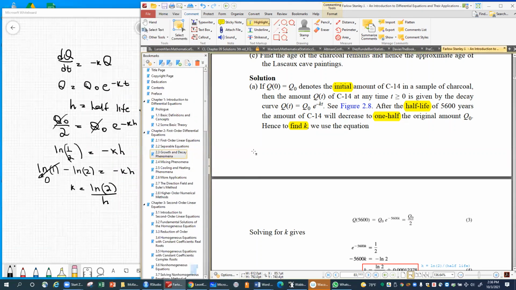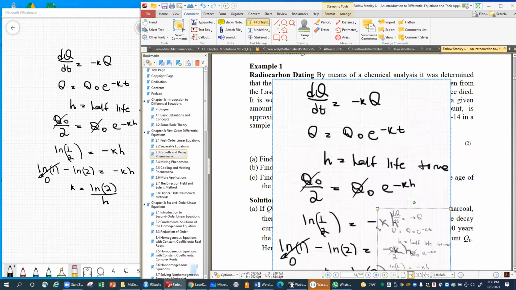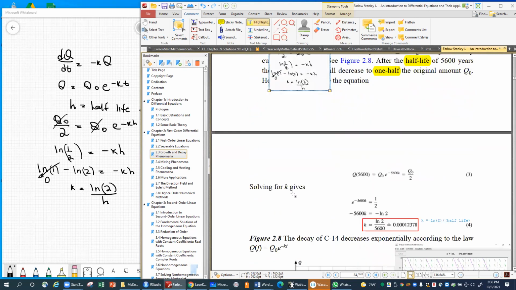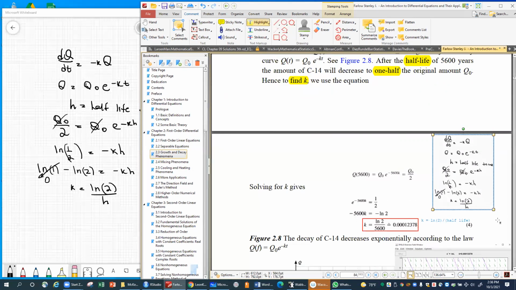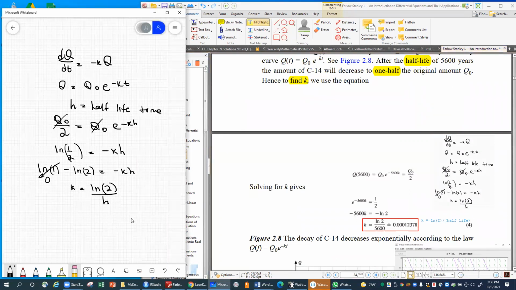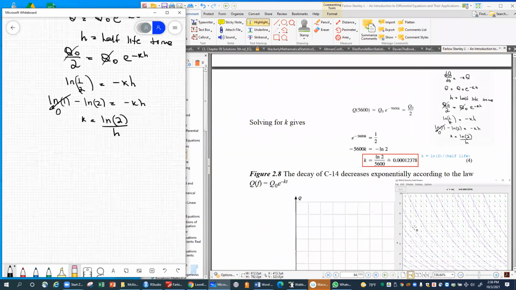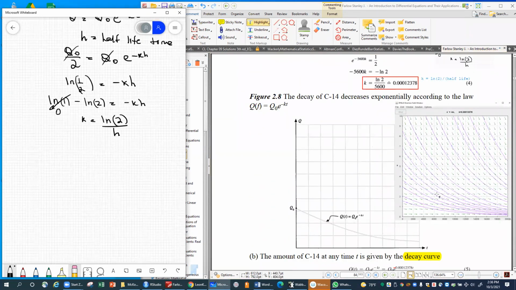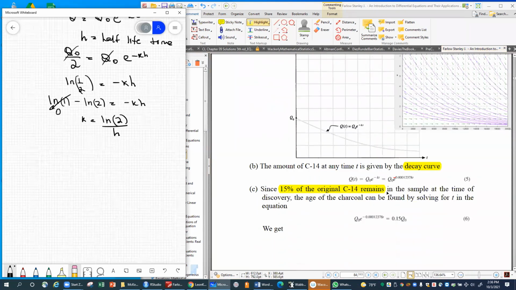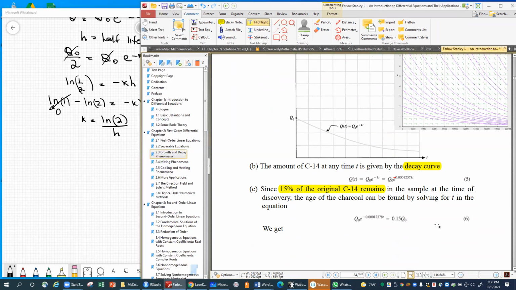So let's bring this here. Then specifically we have log 2 divided by 5,600 years, which gives a number, so now we know k. The graph looks like this, showing how it's decaying. But more specifically, now we know the formula. And we know that 15% of the original amount remains.